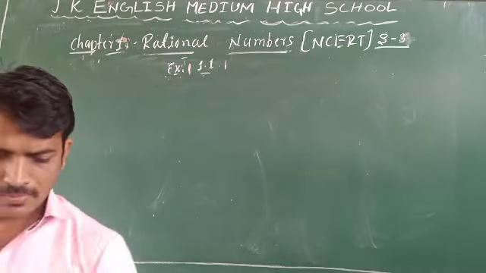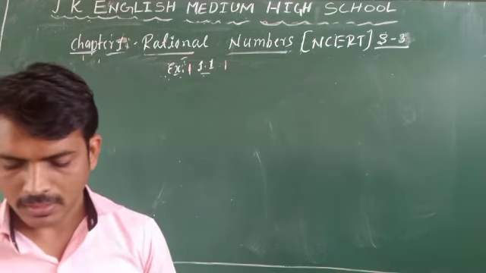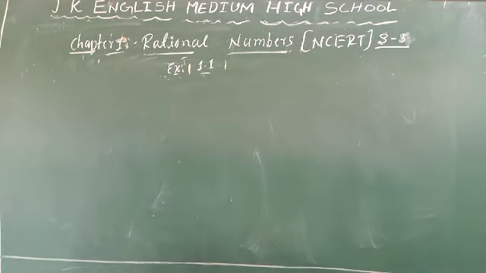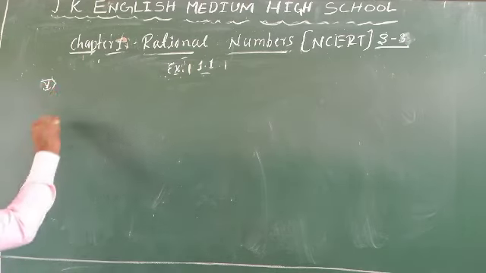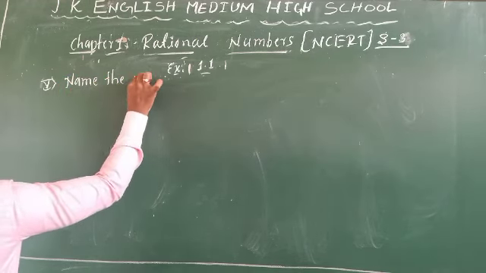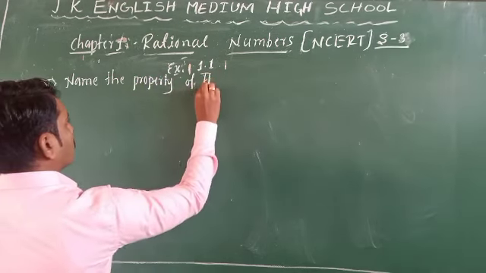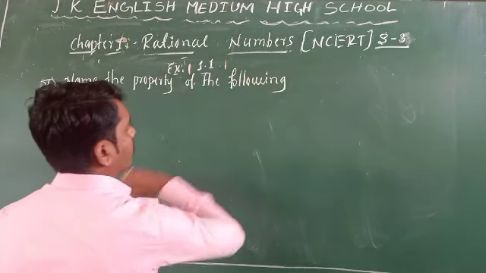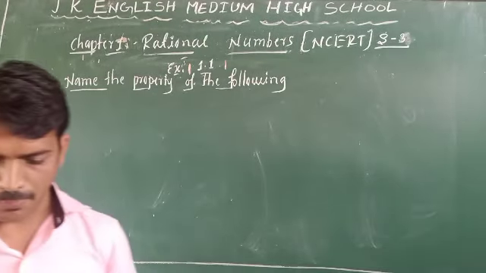Okay, the next main is name the property under multiplication in each of the following. Okay, name the property. So which main is this? Fifth main. Name the property of the following. In this main he has given some questions. We have to find out the properties.